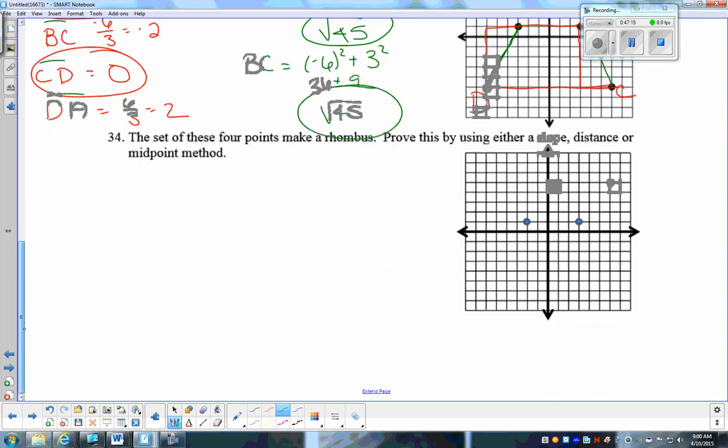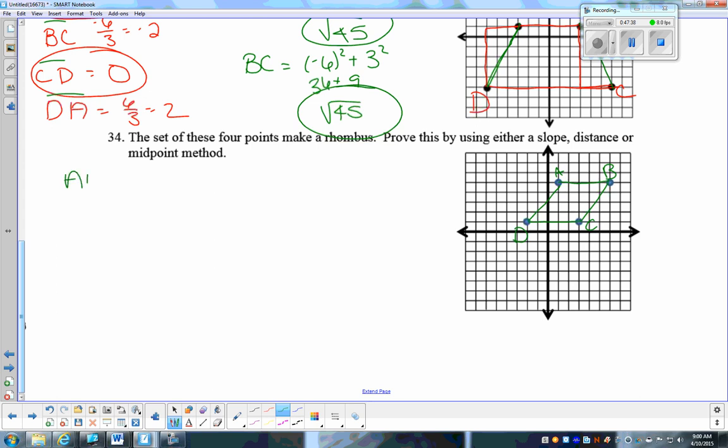Number 34, the 4 sets of these 4 points make a rhombus. So with a rhombus, I know my opposite sides have to be parallel, but all my sides are going to be congruent. So I'm going to look at my slopes first. And again, let's draw in our shape here and label our points.